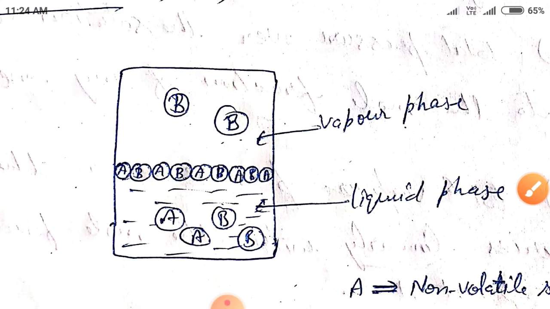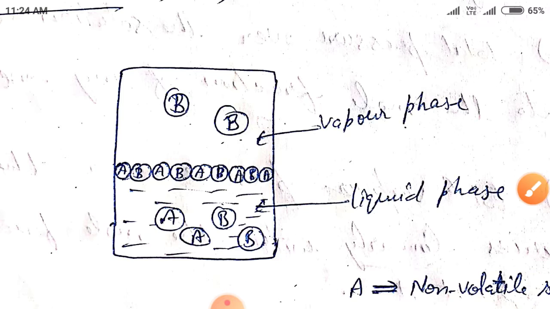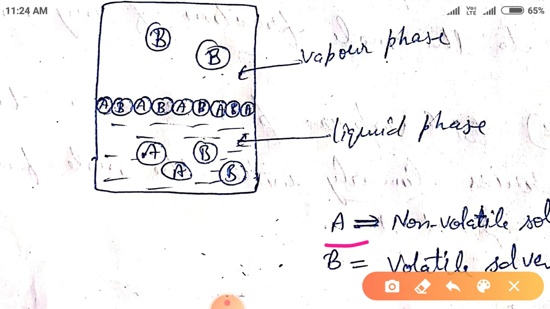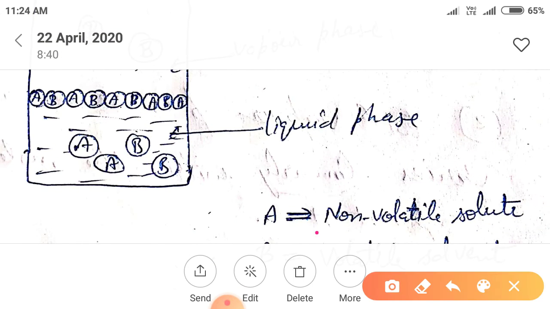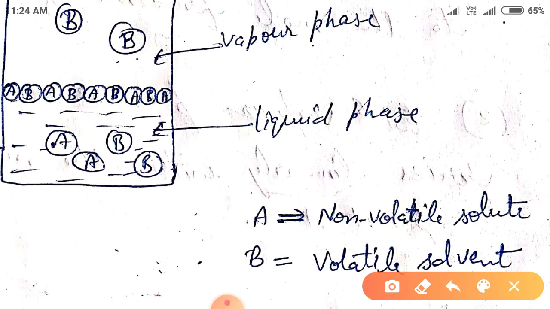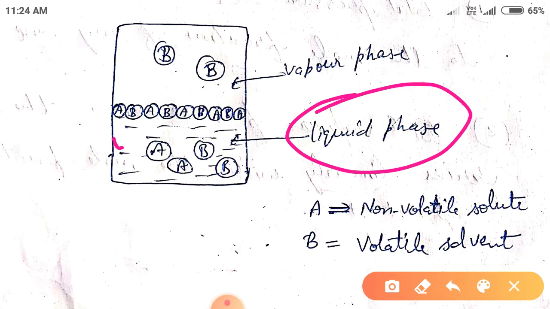In such a case, in the solution, there are both components A and B. Here A is the non-volatile solute, and B is the volatile solvent. In the liquid phase, there are both components A and B. The surface is occupied by the molecules of both components A and B.